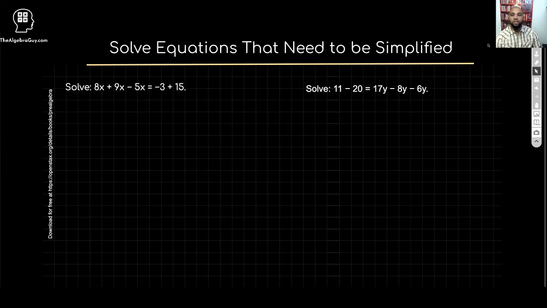Solve equations that need to be simplified again. So let's combine some like terms here. 8x, 9x, and -5x are all like terms, and they're on the same side of the equal sign. That's another point: sometimes when you have numbers on two different sides, you can't combine them. There are other ways you need to figure that out, as we'll see in our next lesson. So let's add all this up. 8, 9, 17. 17 minus 5 is 12x. And this is -3 plus 15, which is 12.